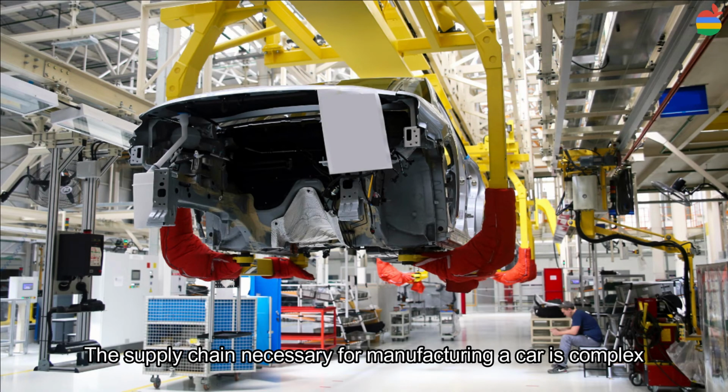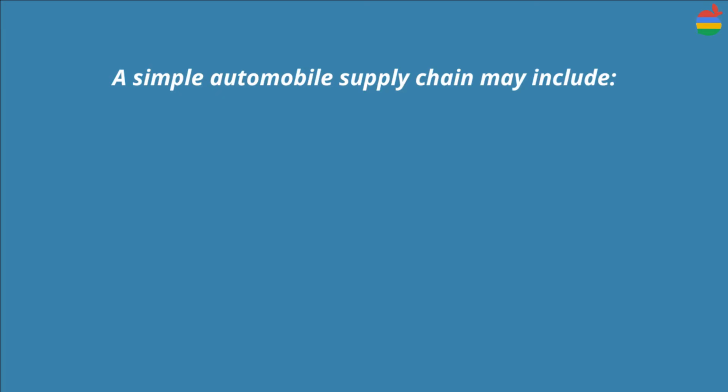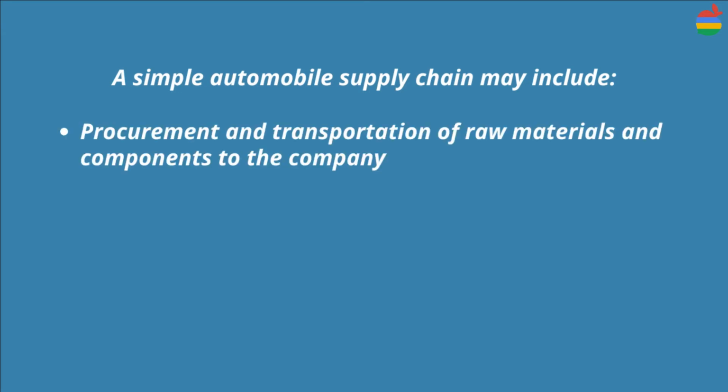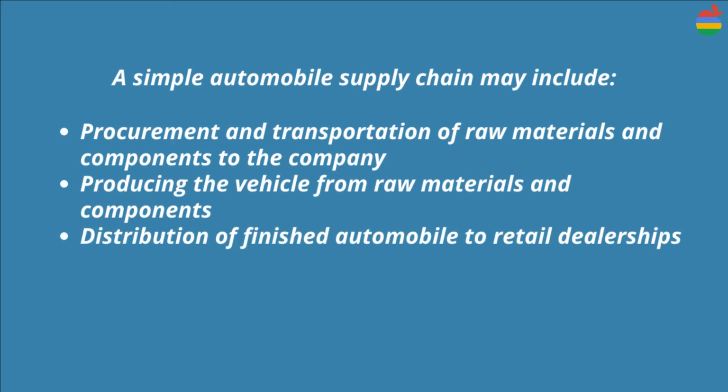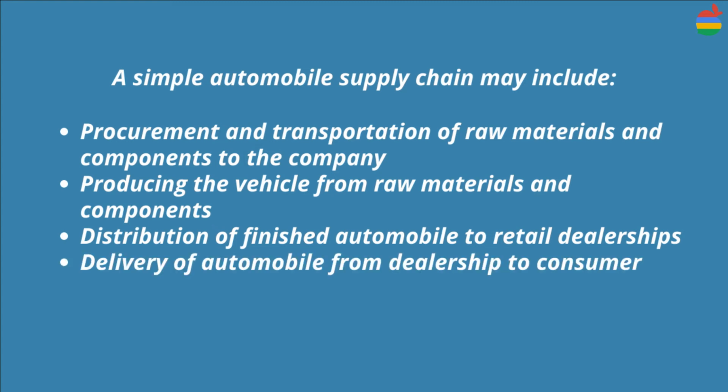Let's look at a quick example here. The supply chain necessary for manufacturing a car is complex. A simple automobile supply chain may include procurement and transportation of raw materials and components to the company, producing the vehicle from raw materials and components, distribution of finished automobiles to retail dealerships, and delivery of automobiles from dealerships to consumers.